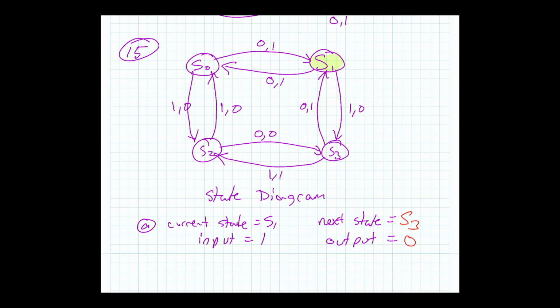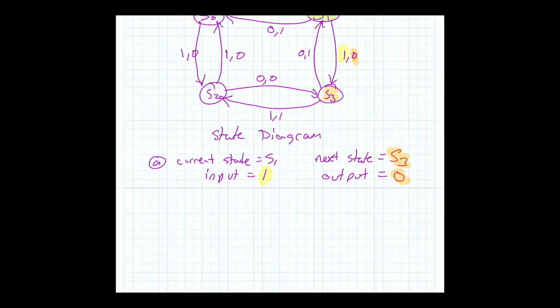So you're looking for the 1. Right, so the input is 1, that's here. So that's how you know what arrow you're on. And then you just read off the output and the next state. The output's right there. And obviously you end up in S3, which is right there. Okay, so that's kind of easy to do.